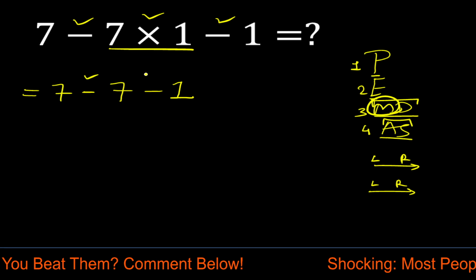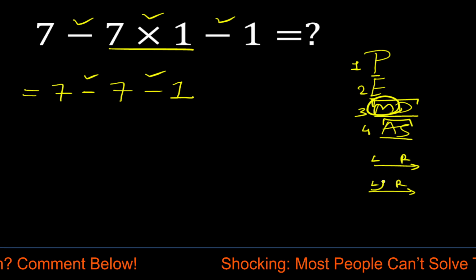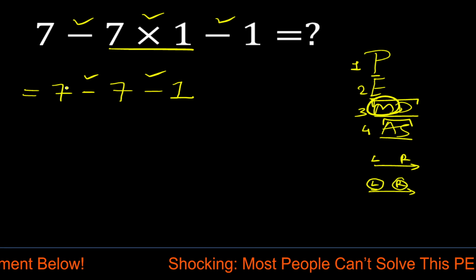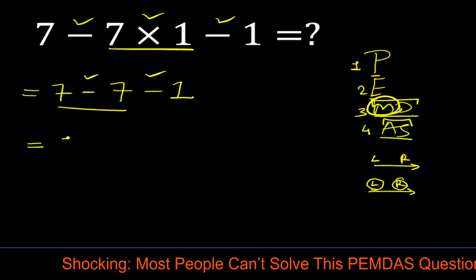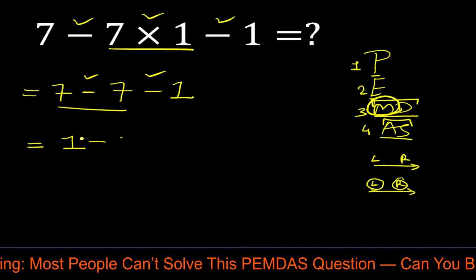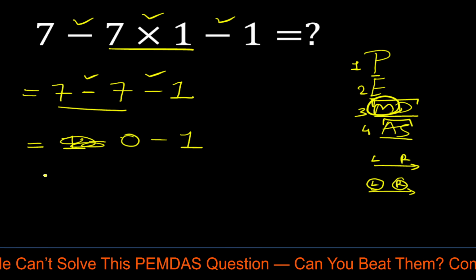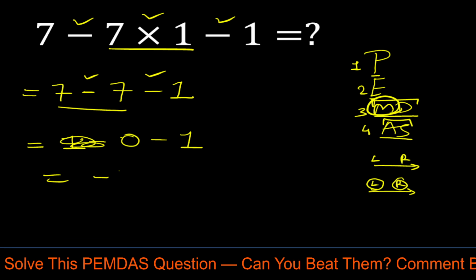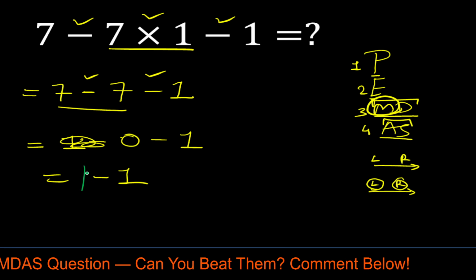Now here we have subtraction and here subtraction, and both have equal priority, so we have to solve from left to right. So first we have to solve this subtraction, right? So 7 minus 7 is equal to 0, minus 1. Now 0 minus 1 is equal to minus 1. So the correct answer is minus 1, right?